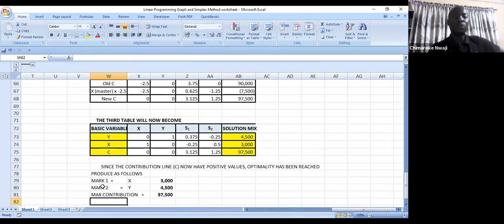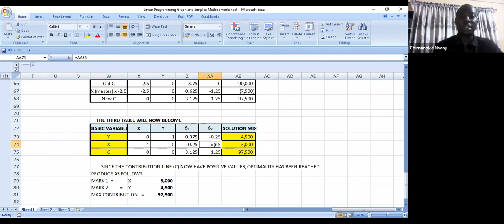Now, what is our solution here? Produce Mark 1, 3,000 units. So Mark 1 is X. So when you see X here, go and find 3,000 units. Okay? So if you look at it carefully, you see here that X is having 1 here, Y is having 1 here, and there are zeros here. Fine.